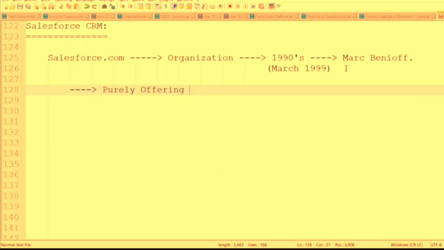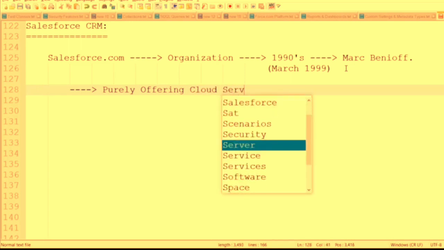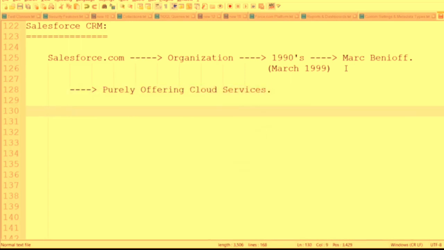They're purely offering cloud services. Then what do you mean by cloud services? Cloud services can be accessible just with the help of browser and internet access, without having any installations, without maintaining any prerequisite software inside your local device, without maintaining any prerequisite hardware configuration like 4 GB of RAM, 8 GB of RAM, 1 terabyte of memory, nothing.